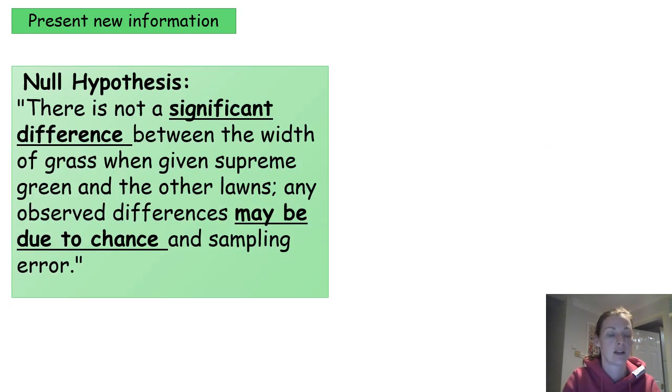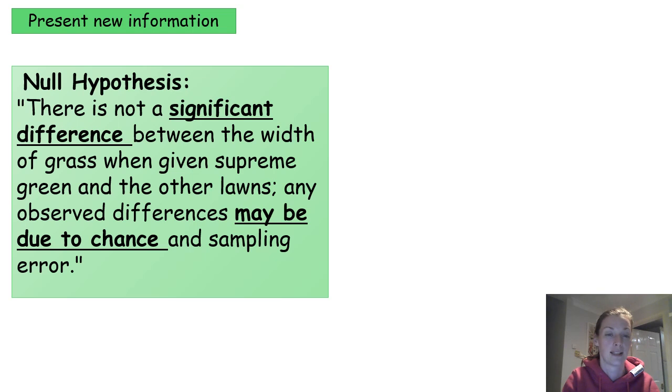So I'll reveal what I put as my null hypothesis, and hopefully you got something similar to this. So I said there is not a significant difference between the width of the grass, because that's what we're measuring, when given Supreme Green and the other lawns. Any differences are down to chance or sampling error. So something along those lines.